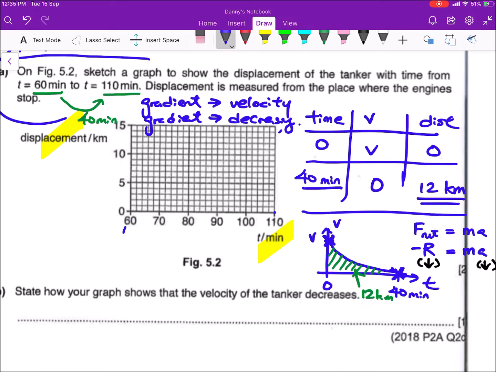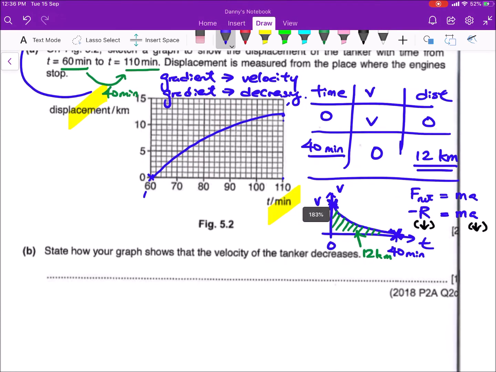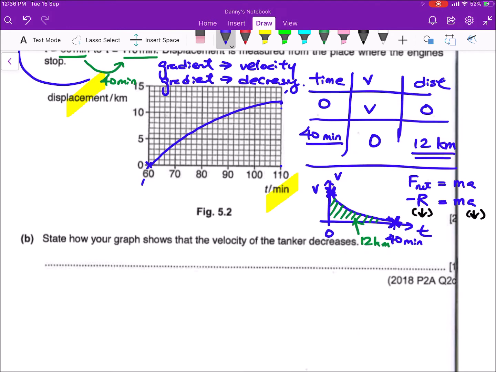So down here, you can use your curve ruler, but for me, I will do a freehand. 1, 2, right? Is it 12 kilometers? Yep, okay. So I will end here, then it will go like that. Yeah, slightly curved. It's done. Okay, then after that, you have to answer part B.